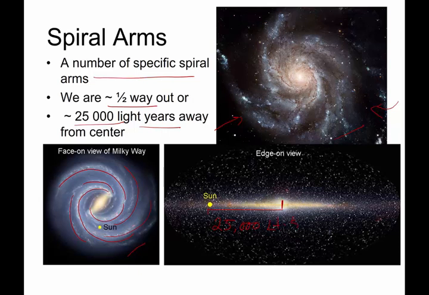So what that means is if you look towards the center of the Milky Way galaxy, you are going to see light that is 25,000 years old. So it's a long, long way from where we hang out to the center of the galaxy.